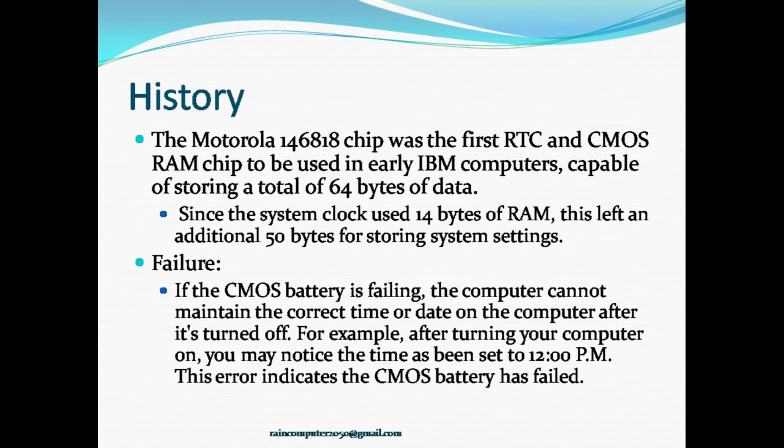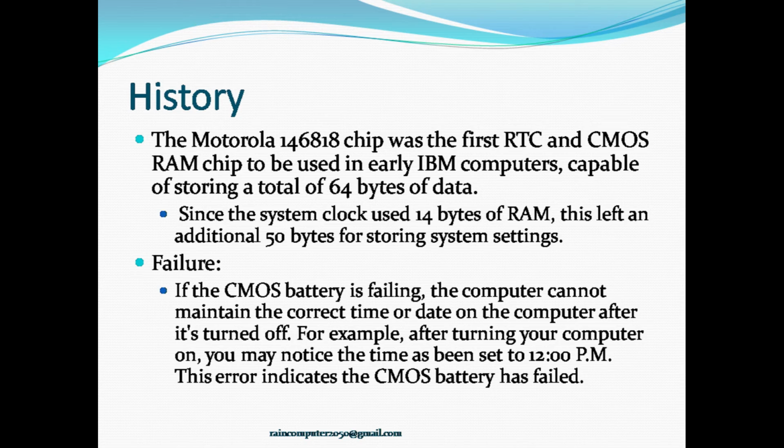The Motorola chip was the first RTC and CMOS RAM chip to be used in early IBM computers, capable of storing a total of 64 bytes of data. Since the system clock used only 14 bytes of RAM, the remaining 50 bytes are used for the system setting storage.